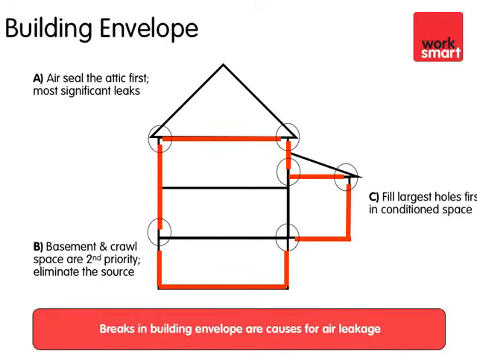This would be your second priority. In this case, you're eliminating the source of the infiltration. And then you want to focus on the largest holes first within the conditioned space. This is really the best practice for addressing air leakage sealing within the home.